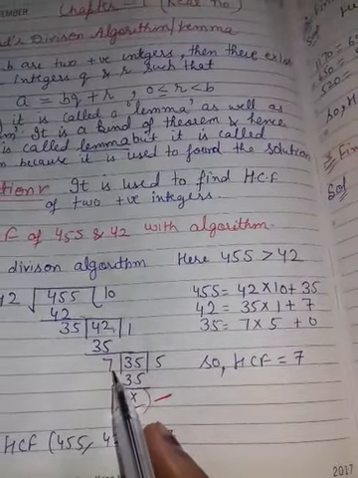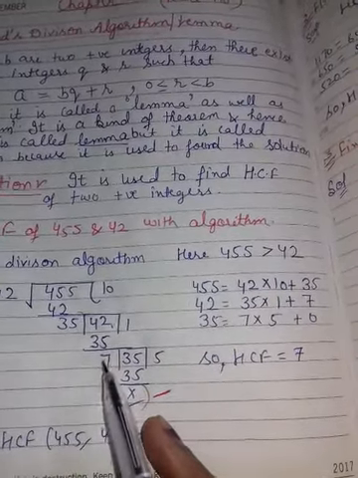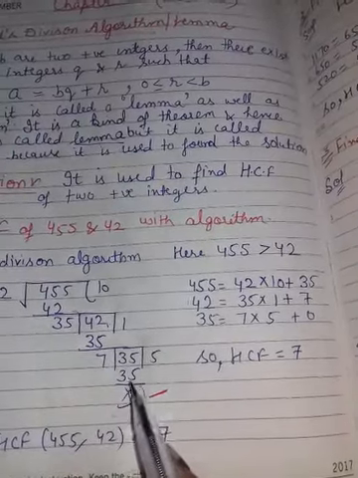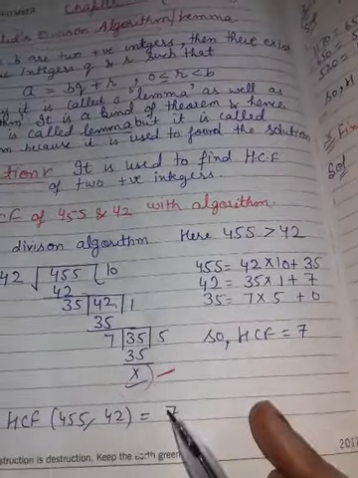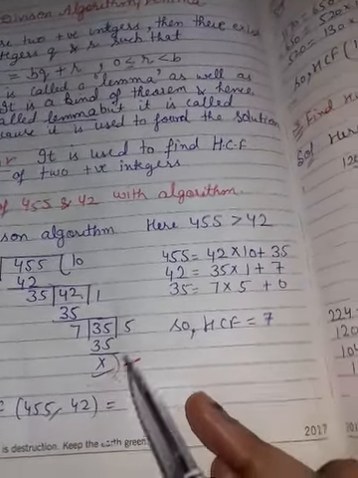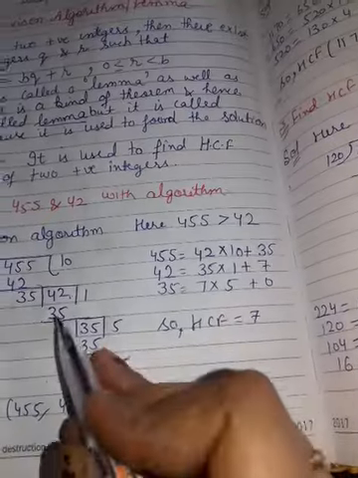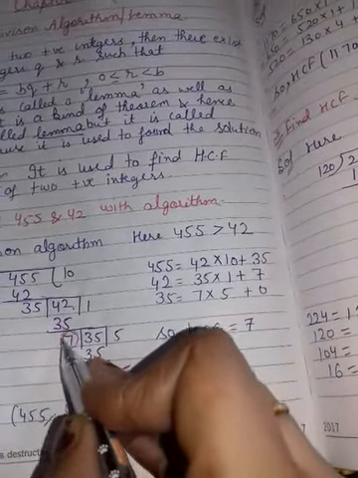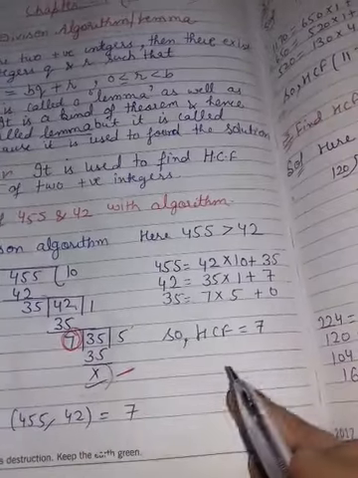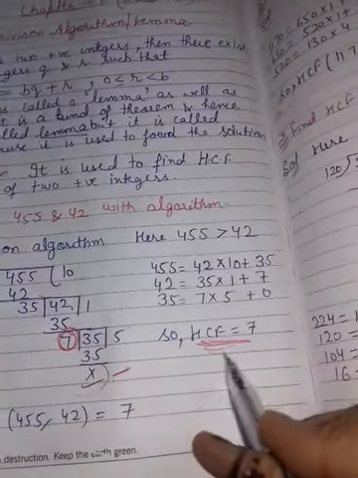What are you getting as a remainder? 7. Then 35 cannot be divided into 7 less than... 7 fives are 35. Means up to that you will proceed whenever you get 0. Clear? So which is making it 0? 7 is dividing it properly. That number which divides properly will be your HCF.